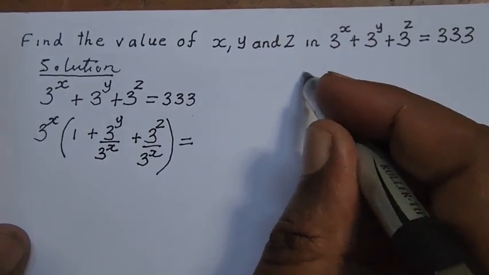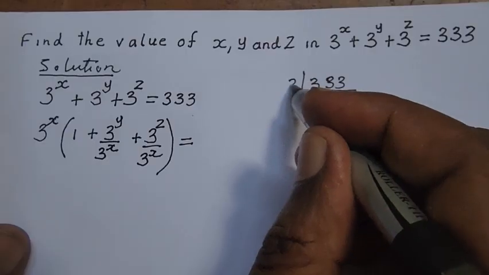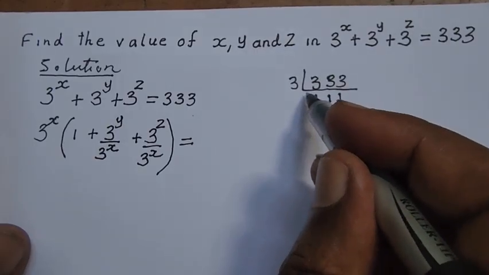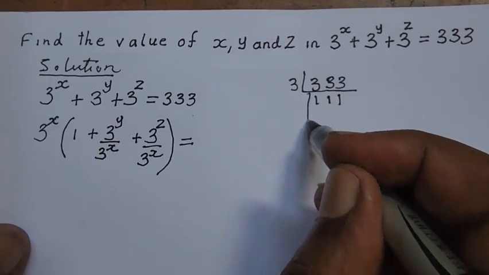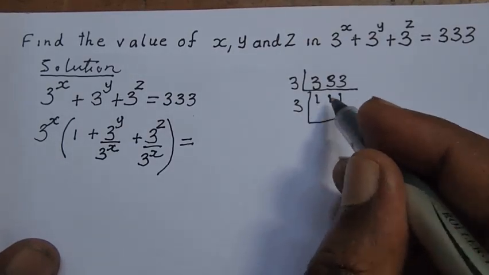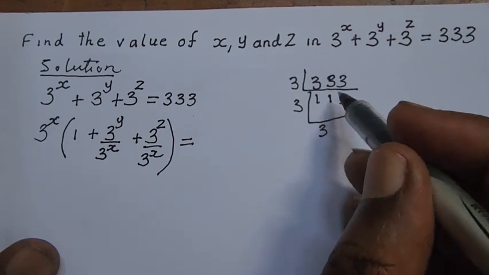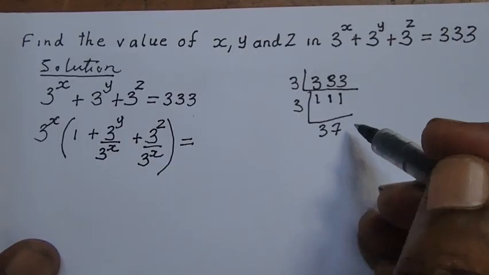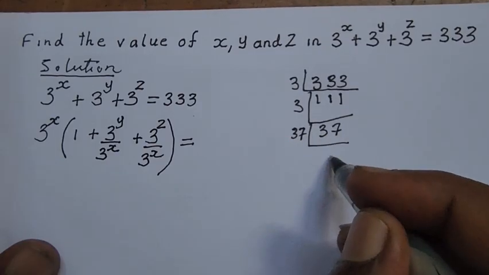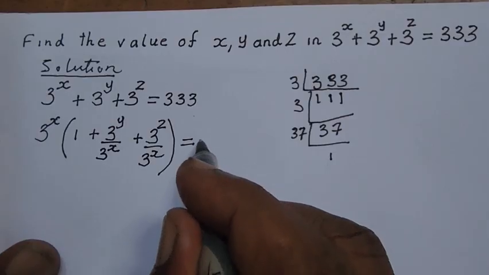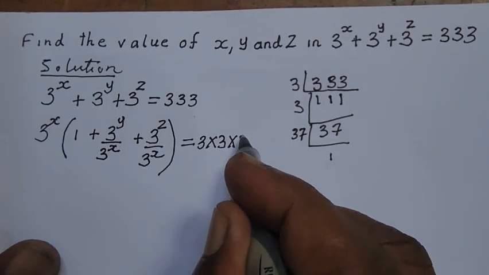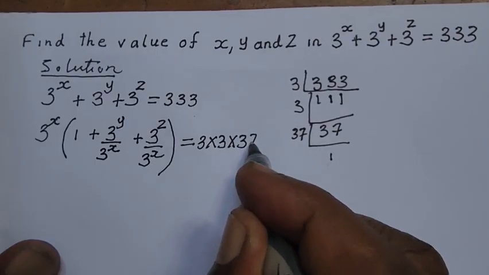333. This is the same as divided by 3. Here we have 1, 1, 1. Again divide by 3. Here we have 3 remains 2, 21, we have 7. And last 3 divided by 37, here we have 1. So here we're going to write 3 times 3 times 37.